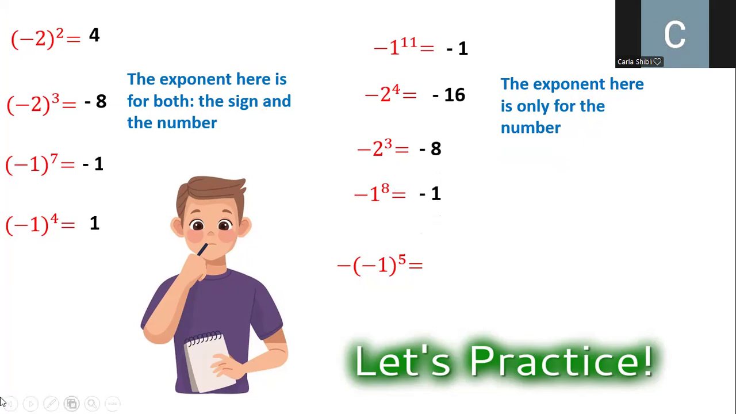Now let's look here. I have minus parenthesis minus 1, all of it to the power 5. First, I have minus outside, so I leave the minus outside. Here I have a negative base. Is my exponent even or odd? It's odd, so my answer will be negative, and 1 to the power 5 is 1. So I write minus into minus 1. Now, negative times negative is positive, so my answer is 1. Please, this exercise is very important.